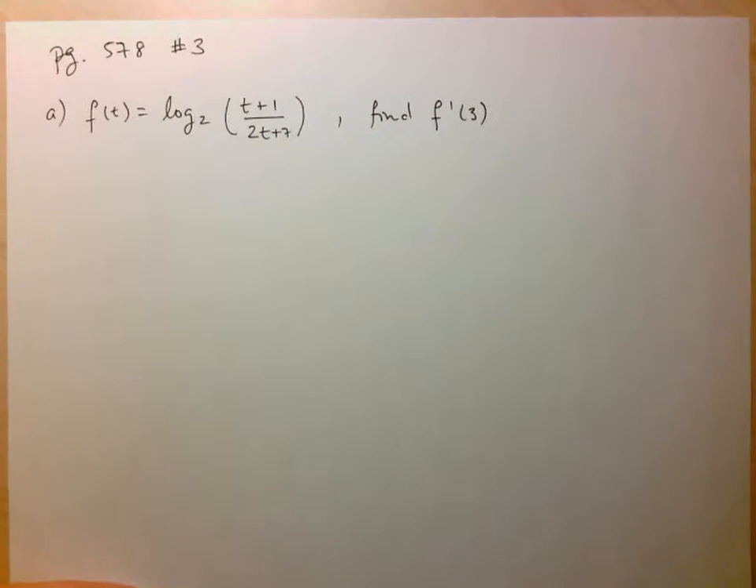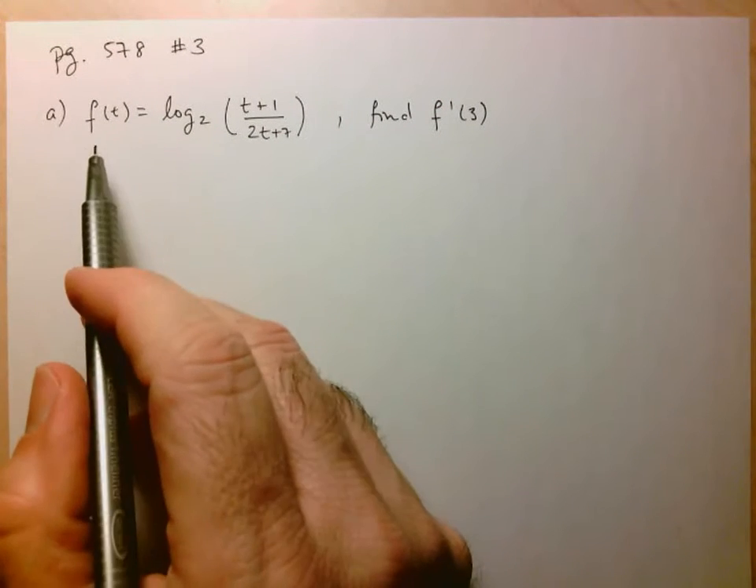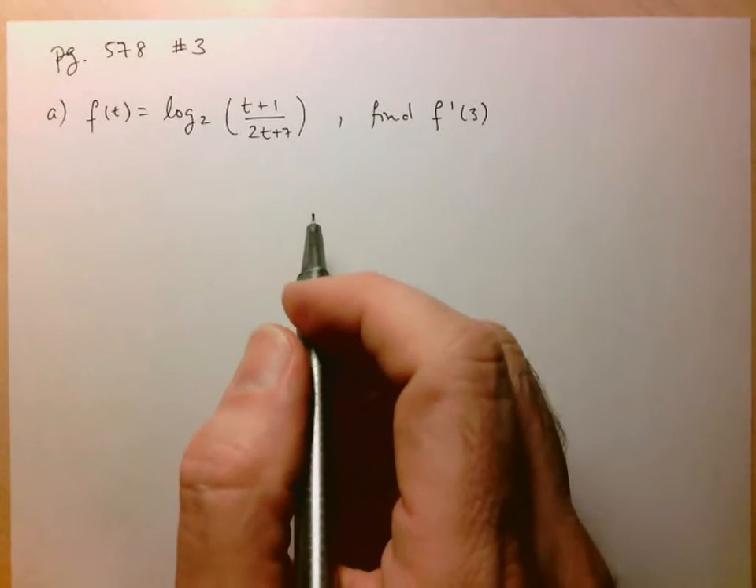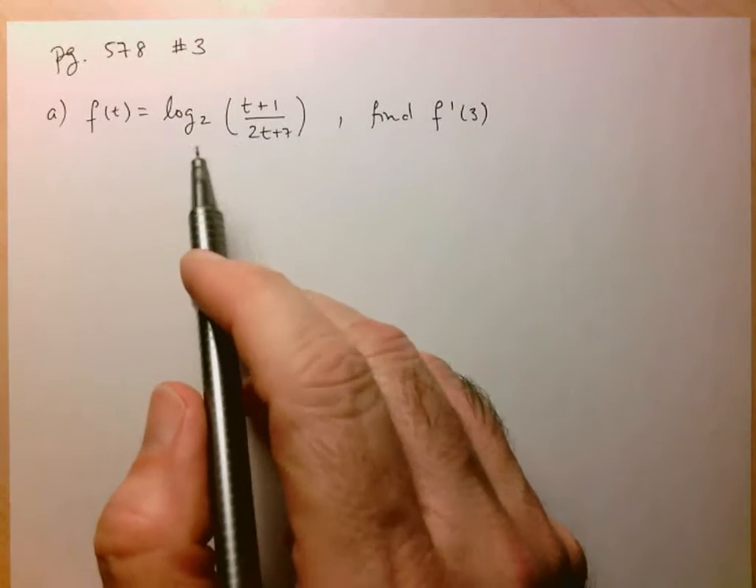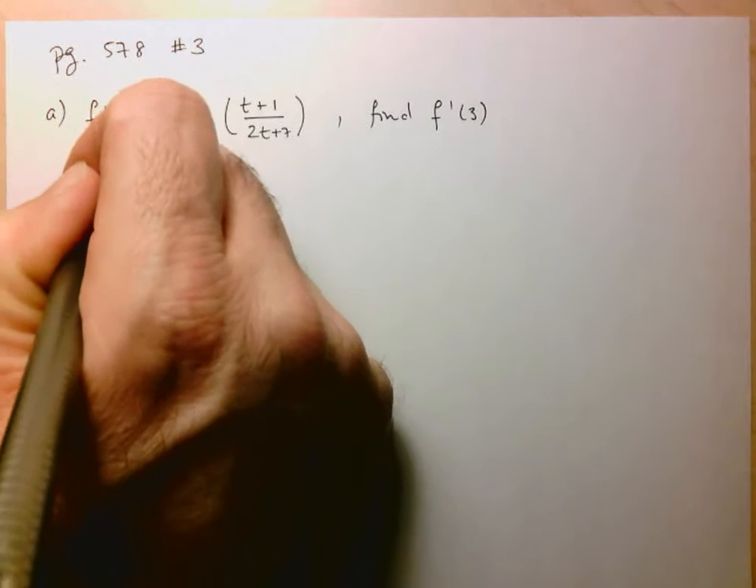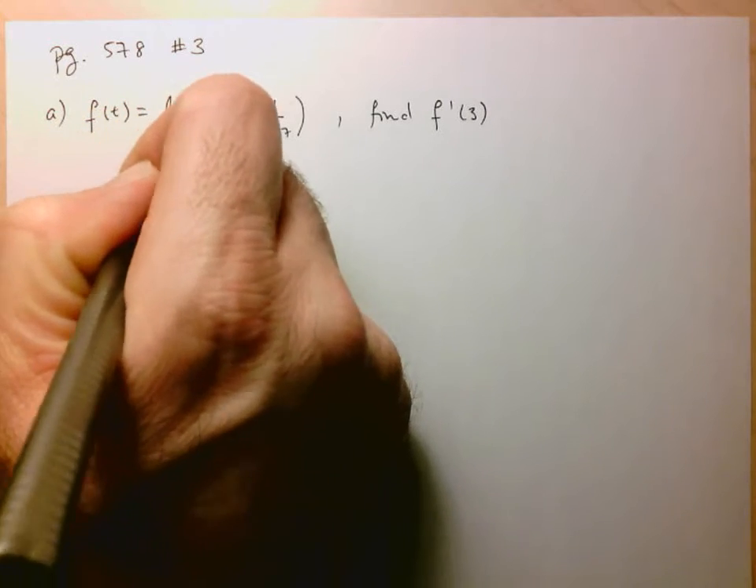Hi folks, we're looking at page 578 number 3. So they give us this function here in part A and they want us to find f prime at 3. So of course first we have to find the derivative function and then we can evaluate it at t equals 3. Okay, so let's find the derivative here.